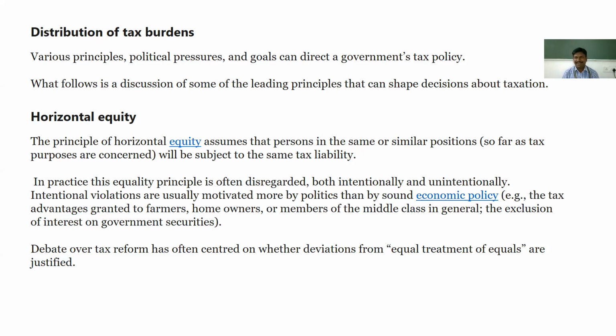So I'll explain. Based upon the nature of the commodity, we can impose taxes. Got it, Bhavna? Yes, sir. For inferior commodities, they can put lesser taxes. For essential commodities, they can put some taxes. For necessary commodities, they can put different taxes. For luxurious commodities, they can put more taxes.